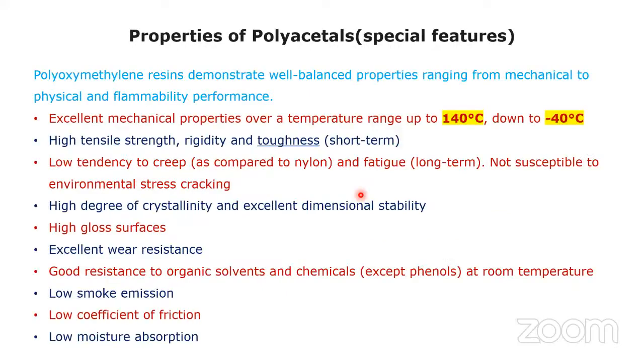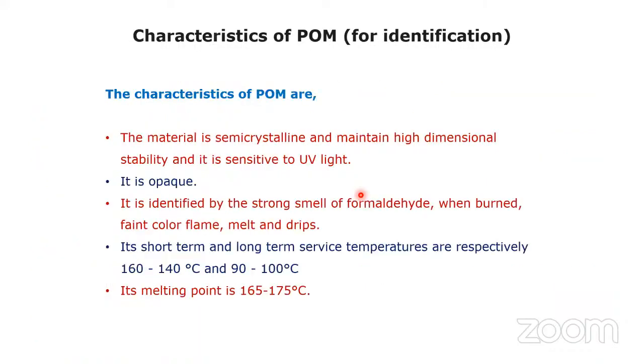So these are some properties of polyacetals. Short and long term means, for example, automotive? If it is an automotive application, obviously if you have a vehicle, it is nothing but a long-term application, correct? That becomes long term. Yes. In many applications, like some parts in industrial applications, they use it for a short time period, and for short term it can be used up to 160 degrees Celsius.